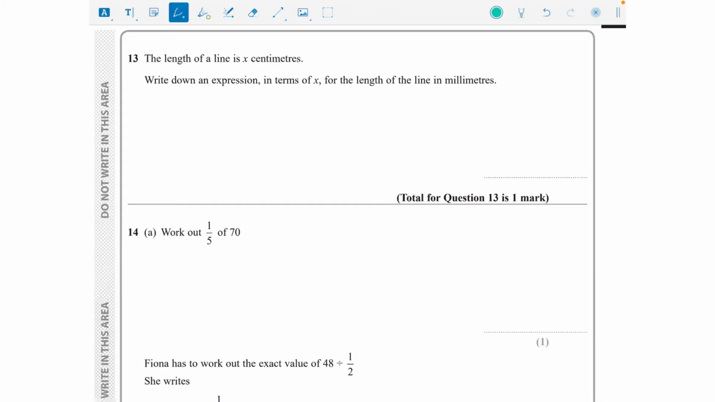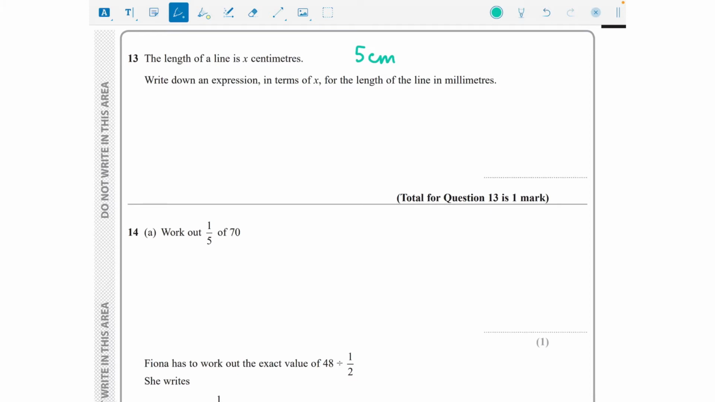Question 13, the length of a line is x centimetres. Write down an expression in terms of x for the length of the line in millimetres. So a lot of people would see this question and just freak out because there's no numbers and there's algebra, which always makes people a little bit worried about what it's going to be. So the length of the line is x centimetres. Now I'm going to change this question and just say, let's just call it 5 centimetres, because if it's scary because there are no numbers, just imagine there are some numbers and see what you would do.